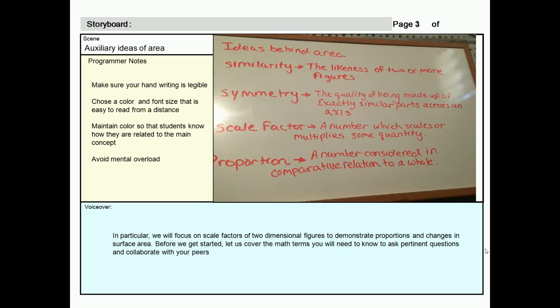In particular, we will focus on scale factors of two-dimensional figures to demonstrate proportions and changes in surface area. Before we get started, let us cover the math terms you will need to know to ask pertinent questions and collaborate with your peers.